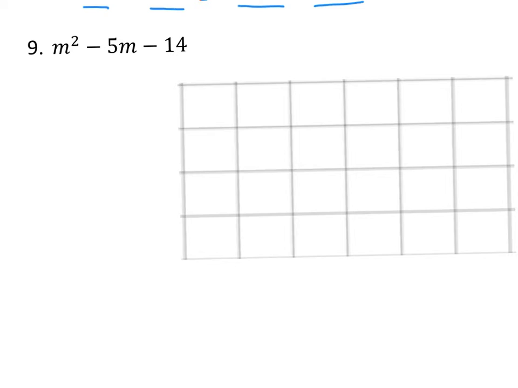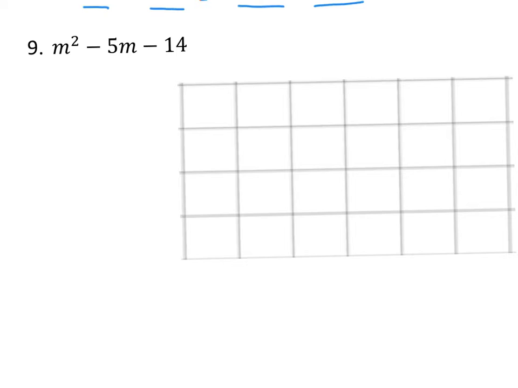So 1m minus 14m gives us negative 13m, which didn't work. But positive 2m minus 7m gives us negative 5m, which does work. That is what we want. And so what we do is we put the positive 2m in one of the boxes. It does not matter which one. And the negative 7m in the other box. And again, it doesn't matter which one.